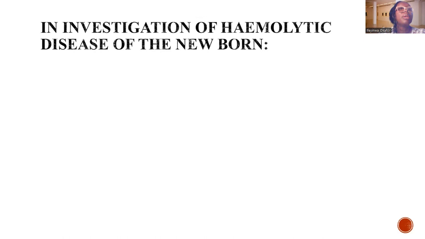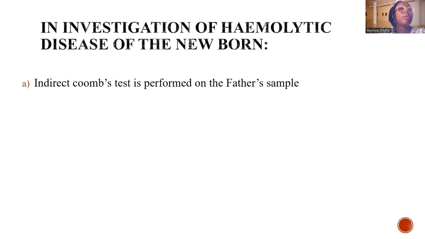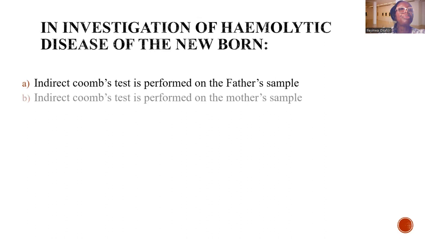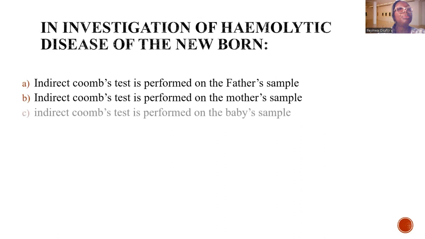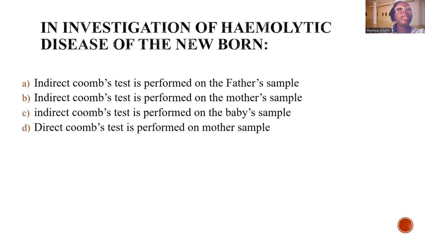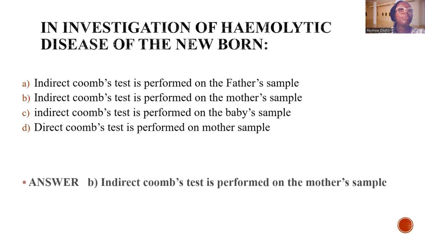In investigation of hemolytic disease of the newborn: A, indirect Coombs test is performed on the father's sample. B, indirect Coombs test is performed on the mother's sample. C, indirect Coombs test is performed on the baby's sample. D, direct Coombs test is performed on the mother's sample. Answer, B, indirect Coombs test is performed on the mother's sample.